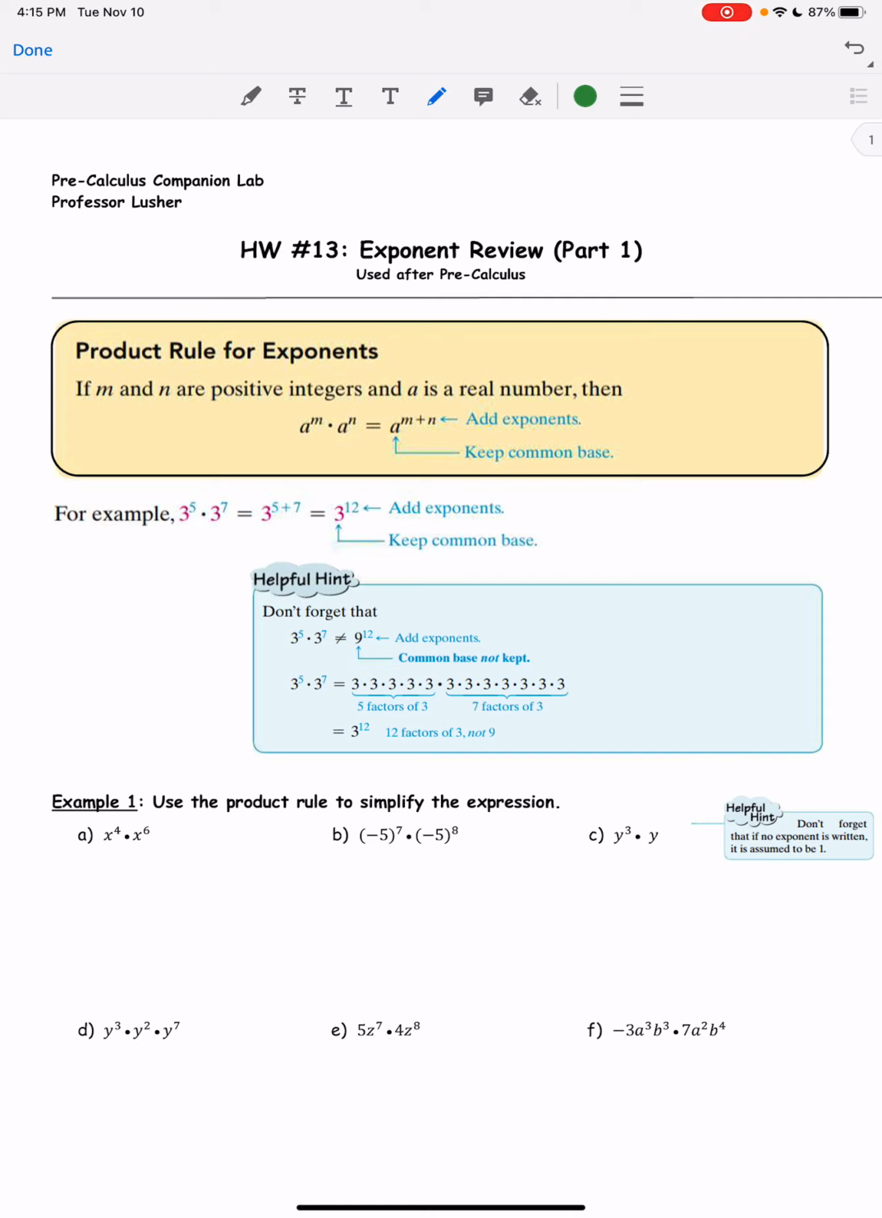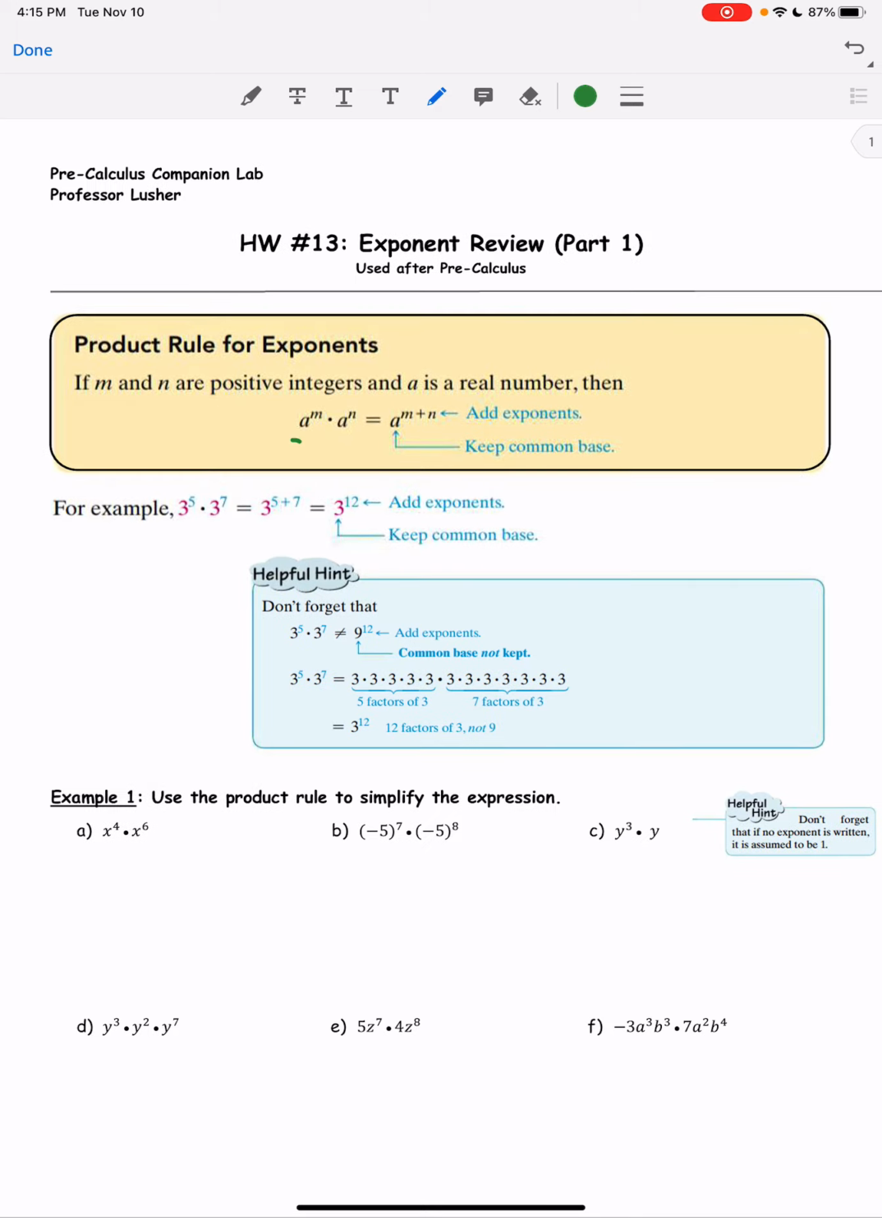So the first one is your product rule. If you have the same base, that's base A, then whatever these exponents are, you can add them together. Okay, and you have an example down here. The biggest thing is, especially whenever you have numbers, a lot of times people want to multiply those numbers together. You got to make sure you're keeping the same base. So you keep the base, add the exponents.